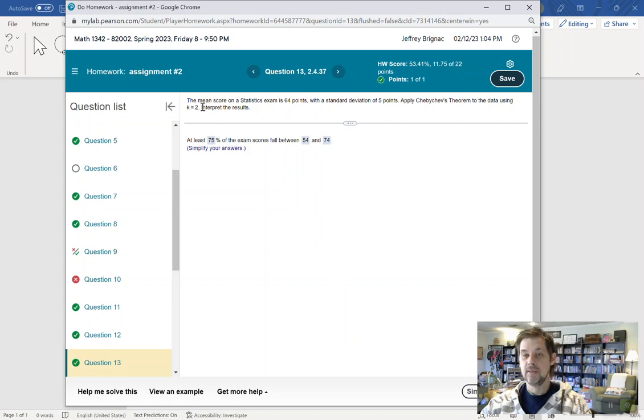It's given to me that the mean score on a statistics test is 64 points. The standard deviation is 5 points. And it says apply Chebyshev's theorem to the data using k equal to 2.